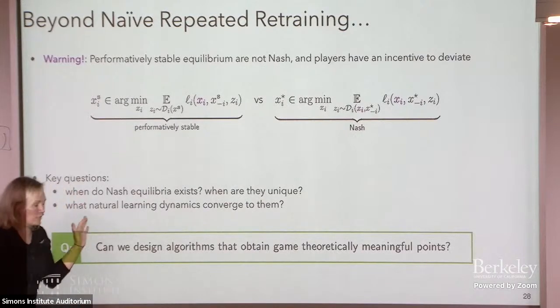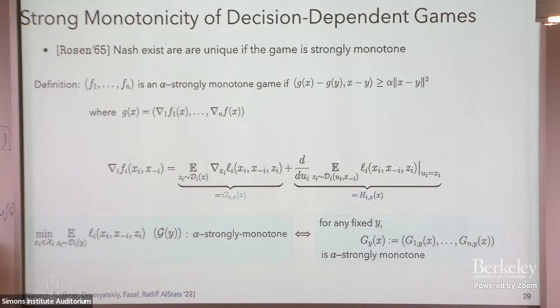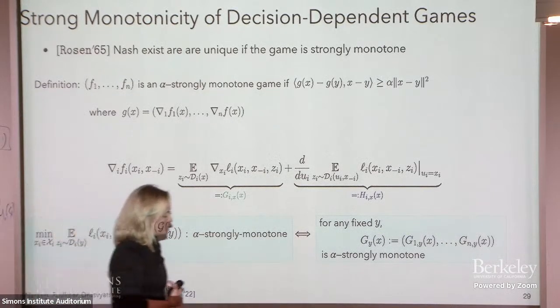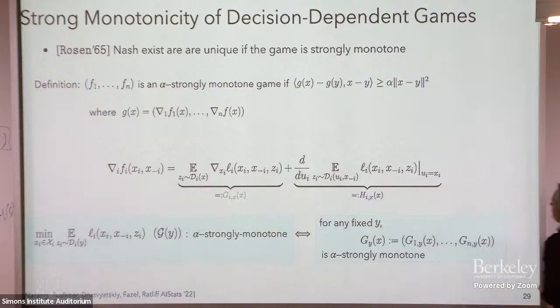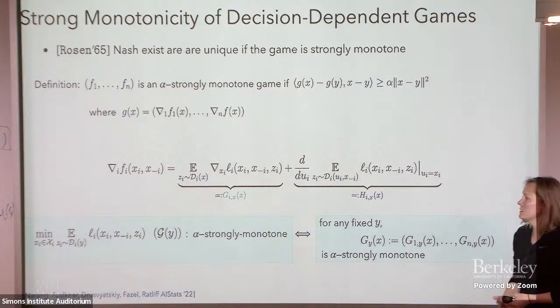Okay, so again, we're going to ask the same questions. When do these particular types of equilibria exist? And then what algorithms are going to converge to them? We'll again use this classical strong monotonicity property. The reason is that we know from Rosen's classical paper from '65 that if you have a strongly monotone game, then you get existence and uniqueness of the Nash equilibrium. So again, just to remind you of the definition of strong monotonicity.